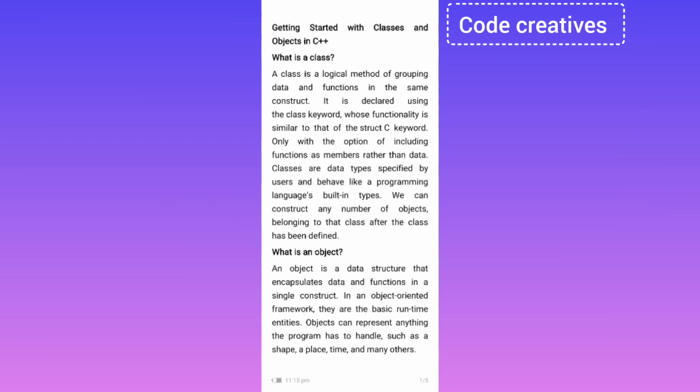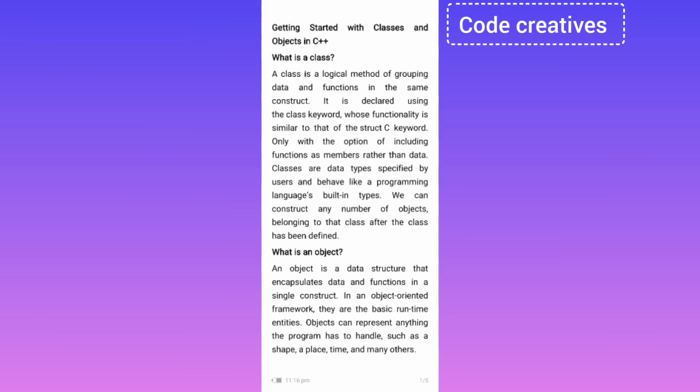So what is a class? A class is a logical method of grouping data and functions in the same construct. It is declared using the class keyword, whose functionality is similar to the structure of the C keyword, only with the option of including functions as members rather than just data. Classes are data types specified by the user and behave like the programming language's built-in types. So we can construct any number of objects belonging to that class after the class has been defined.